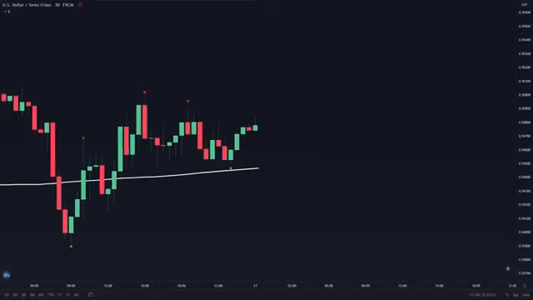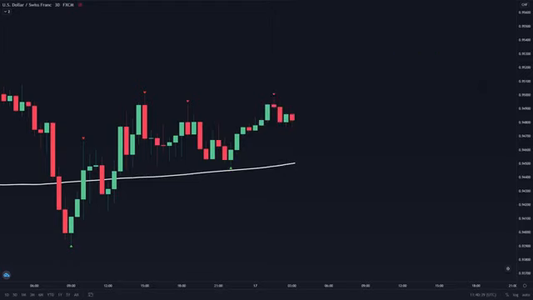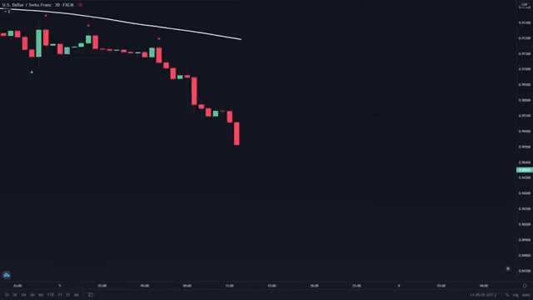Now for this explanation, let's say that the price is above the 200 EMA. So the first step is you want to look at the latest top fractal that appeared. Then, you want to wait for the closing price to break out above that top fractal. Once this happens, you take a buy position. It's the same for sell positions as well.